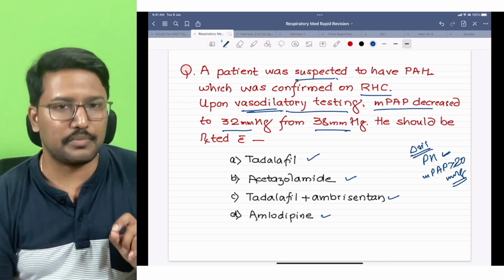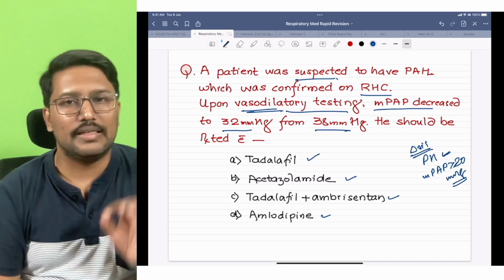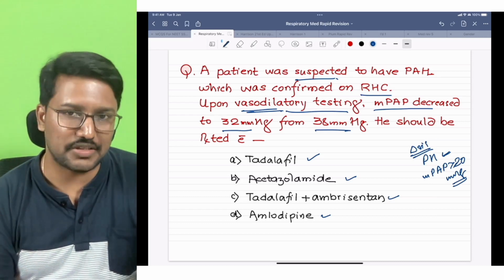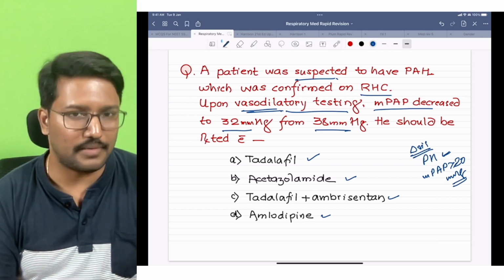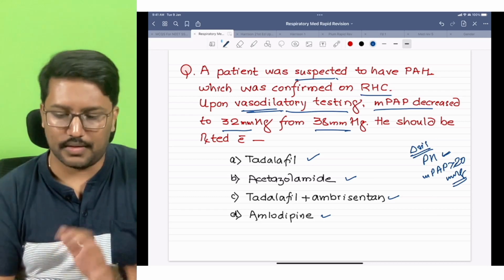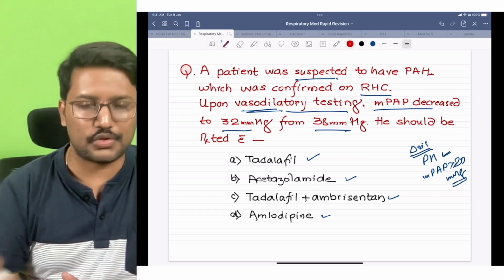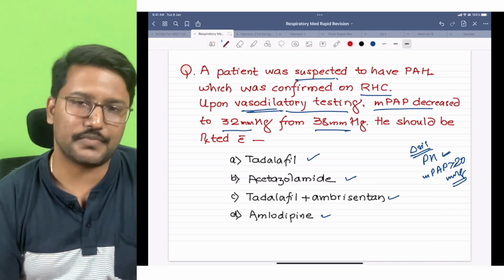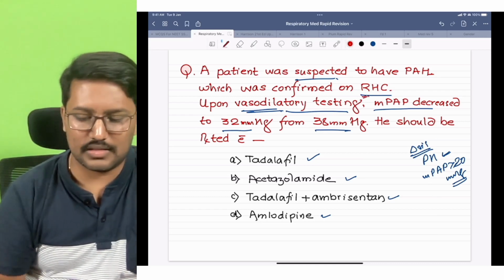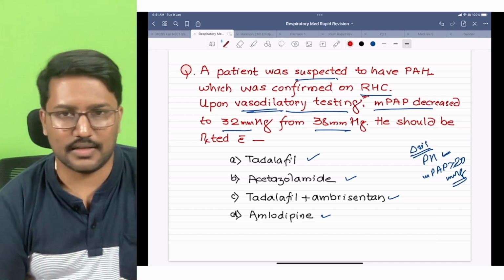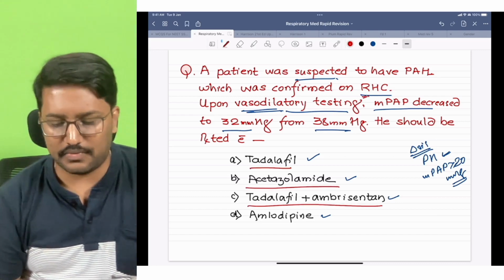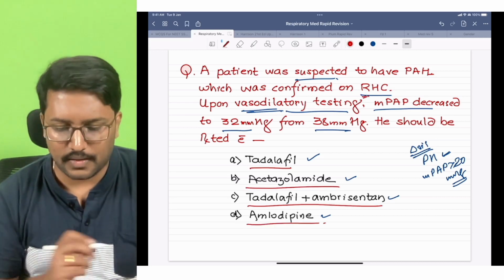But if it is idiopathic pulmonary hypertension, that is where vasodilatory testing comes into the picture. So the fact that he has mentioned the vasodilatory testing data, he is talking about idiopathic pulmonary arterial hypertension. Okay, so this question is about the approach to idiopathic pulmonary arterial hypertension. So how do we approach? What is the relevance of knowing this vasodilatory testing, right? That's the question. Options here are tadalafil, acetazolamide, a combination of tadalafil plus ambrisentan, or amlodipine, right?